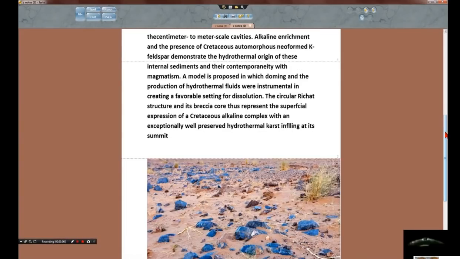Another picture showing why it looks blue. But this is important. The hydrothermal karst infilling at its summit. Caves and karst formations were hollowed out by the hydrothermal activity, and then the area was filled in with sediment, which formed all new rocks and minerals.